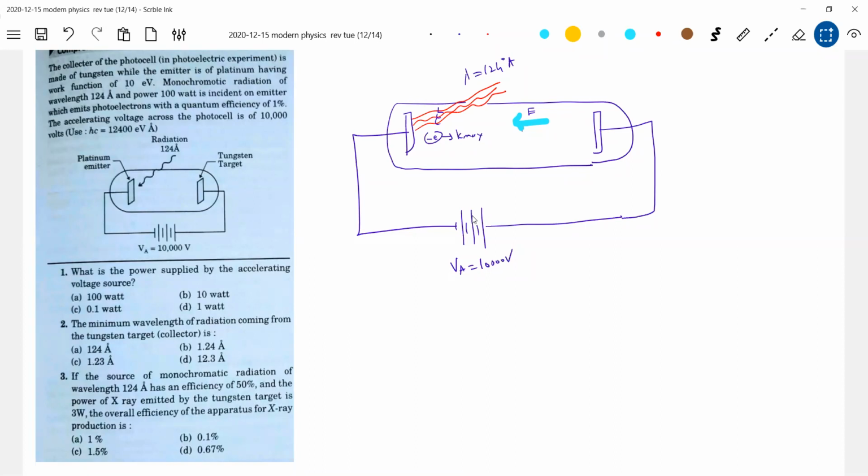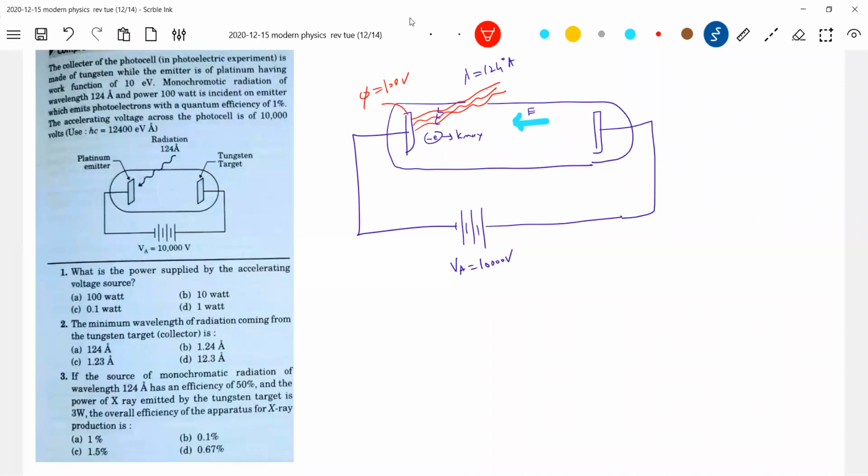We're mixing up X-rays with the photoelectric effect a little bit. Both ideas are getting mixed up. Let's come one by one. Work function of what? Work function of this. Right nearby, if you find it a little bit difficult, 10 electron volt.